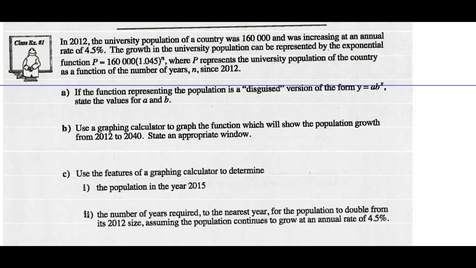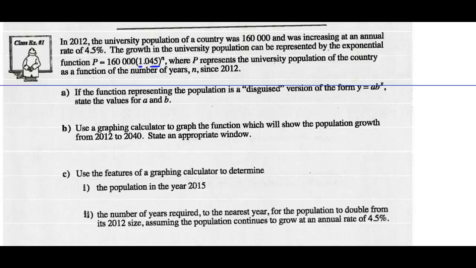In 2012, the university population of a country was 160,000, and was increasing at an annual rate of 4.5%. The growth in the university population can be represented by the exponential function P is equal to 160,000 times 1.045 to the exponent n. So there's our 100% of the population, and here's 4.5% of the population. If it's growth, we're going to have more than 100%. So that's why it's 1 plus 0.045 as our base of the exponential function.